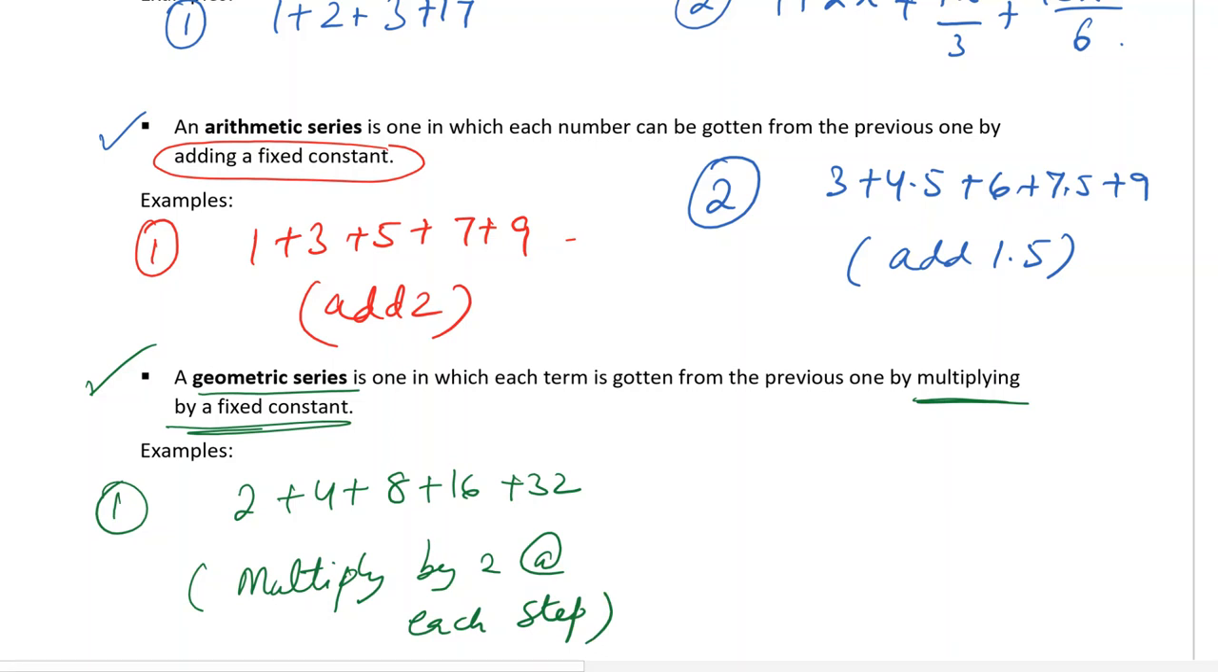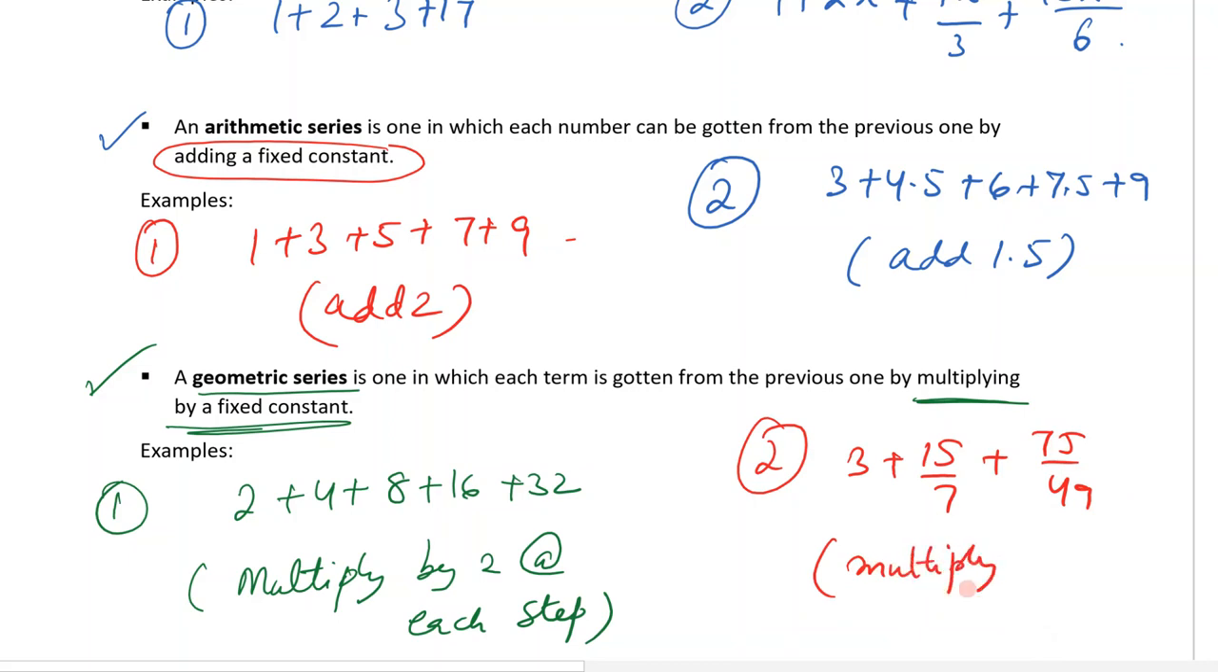Similarly, you can have something like 3 plus 15 over 7 plus 75 over 49. Here we multiply each term by 5 over 7 to get the next term. And all these terms are added together. So the sum of the terms is a series.